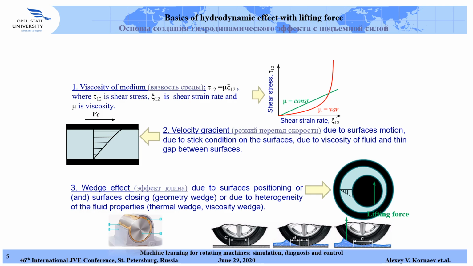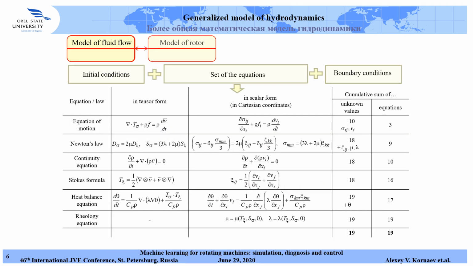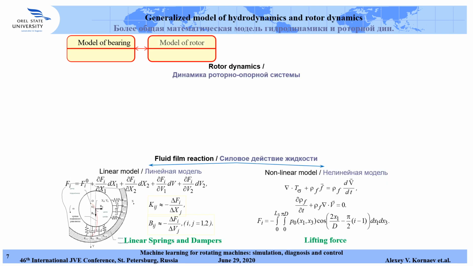Note that some lifting effect may result in a car lifting off the road, it is very dangerous. In general, fluid flow and fluid flow effects are complex in theory. Generalized mathematical model of the fluid flow includes 19 partial differential equations with 19 unknown functions. So usually we use numerical methods and specialized software to solve a problem.